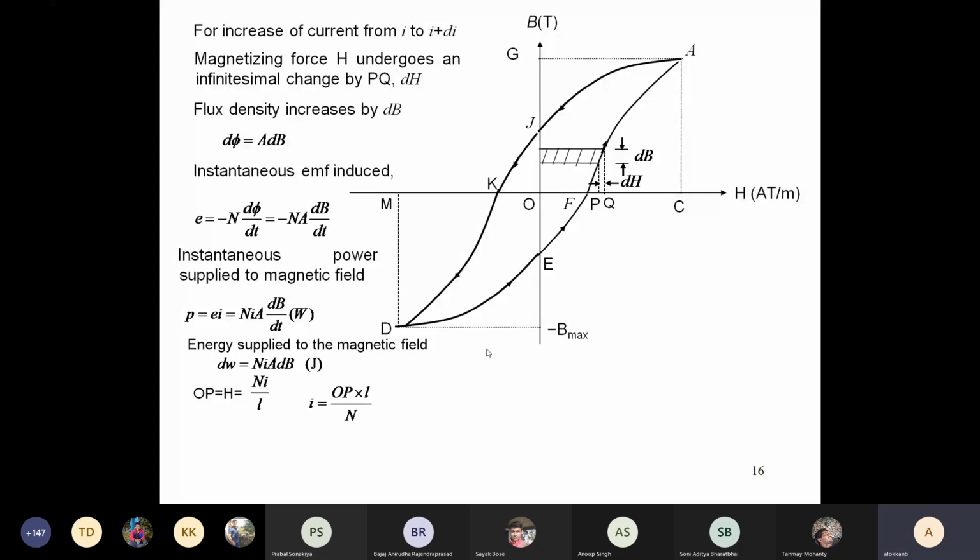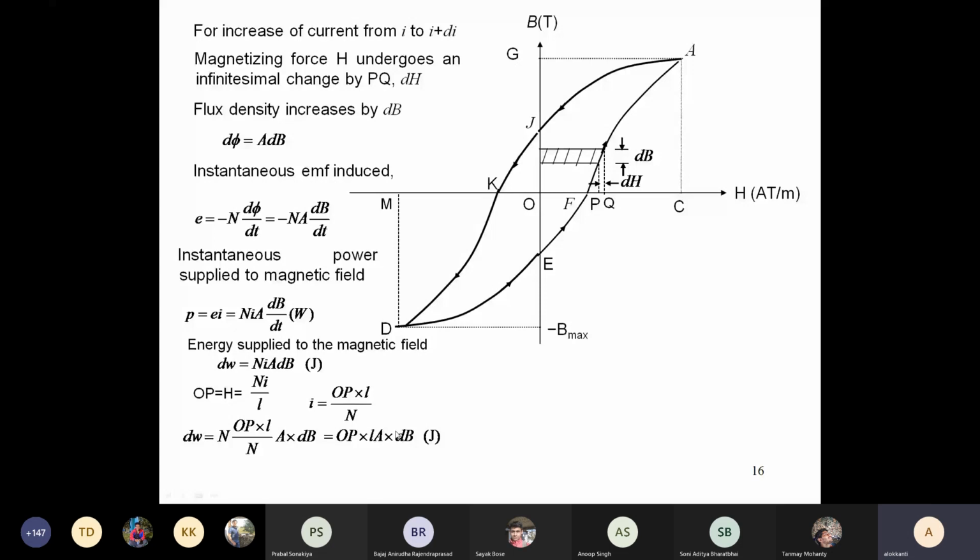Now if you substitute this I into this dW, the energy supplied to the magnetic field, you get N as it is, I is OP into L by N, into A into dB. N in the numerator and denominator will cancel. So you are left with OP into L into A into dB. What is L into A? Can anybody tell? Volume of the magnetic material.